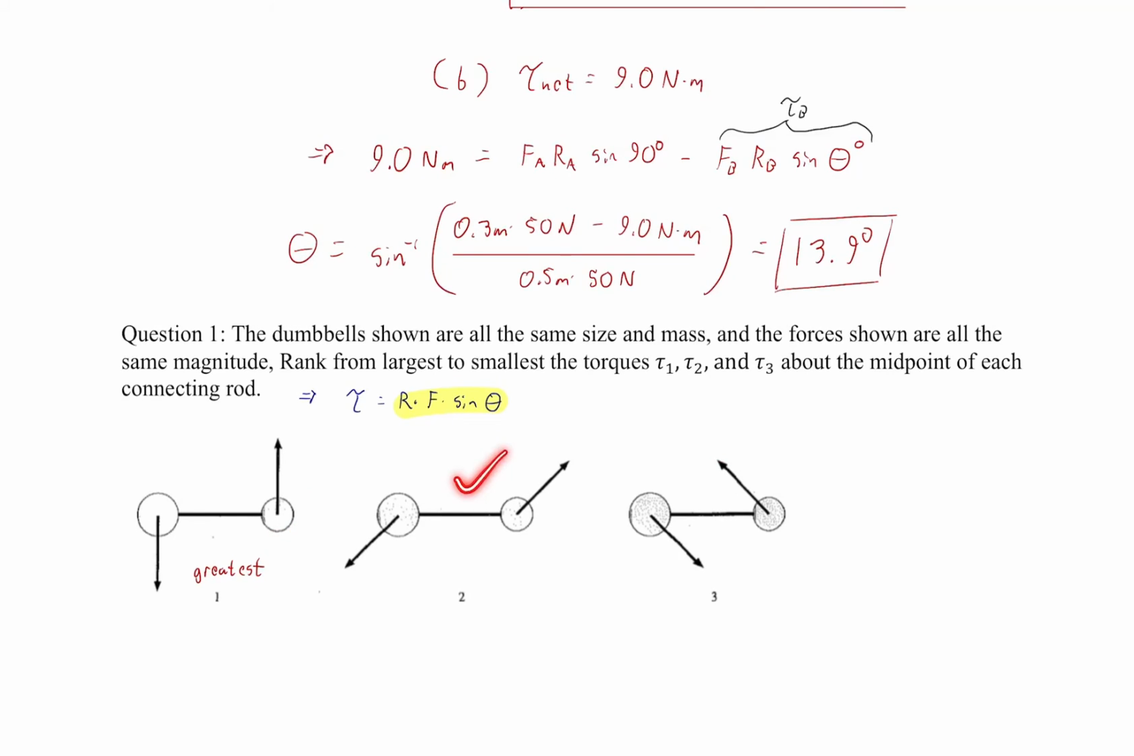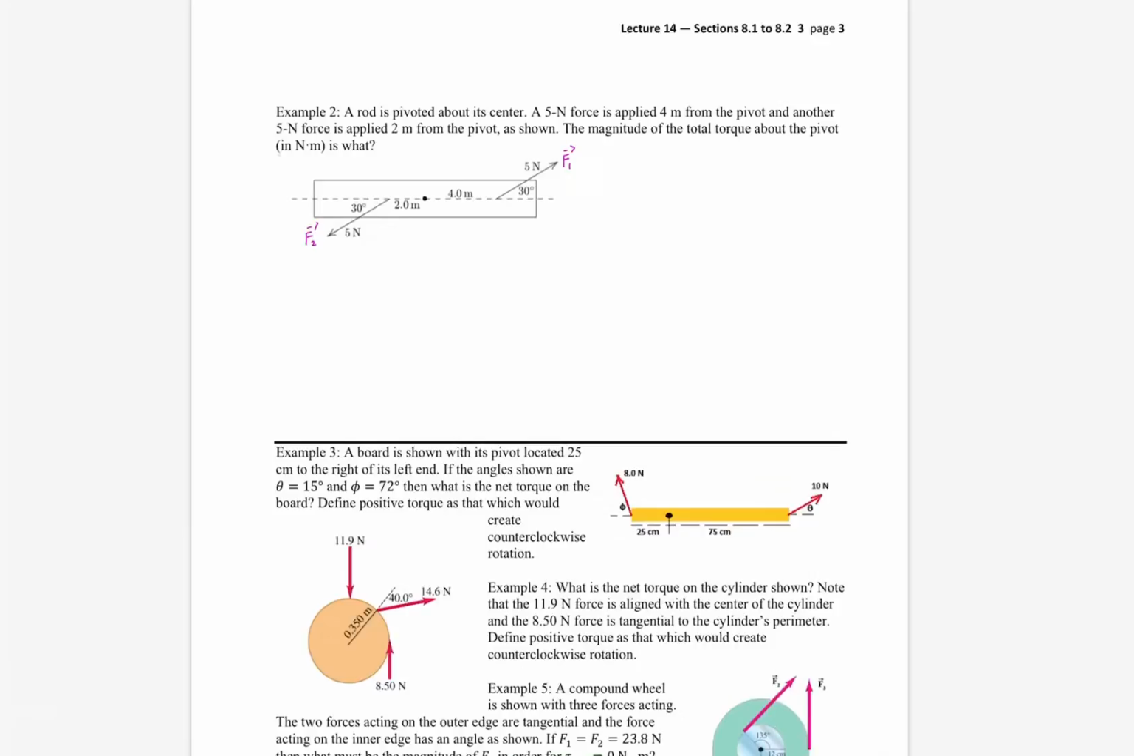So what is the difference between these two? Nothing. Sure, this one points out and this one points in, but in both cases the tangential component of the force is the same, and the moment arm, or really the displacement vector, is the same. So these two torques have to be equal, because there's nothing different between them. Ranking from smallest to largest, 2 and 3 would be tied and 1 would be the greatest. It doesn't matter if the force points in or out. It only matters at what angle it points relative to the tangent.